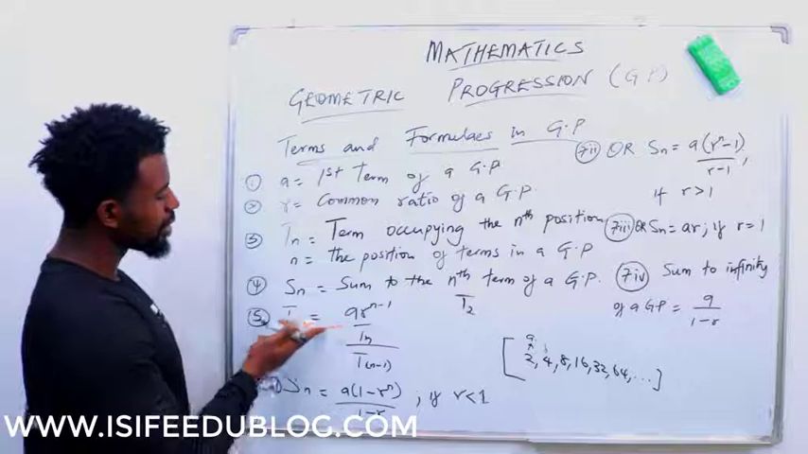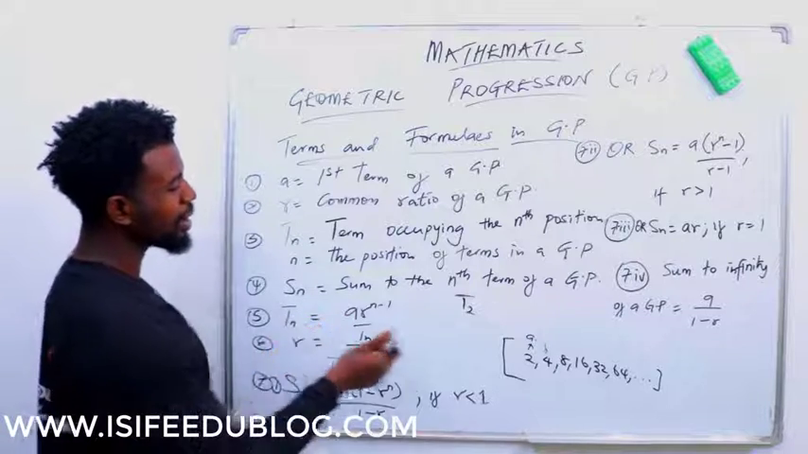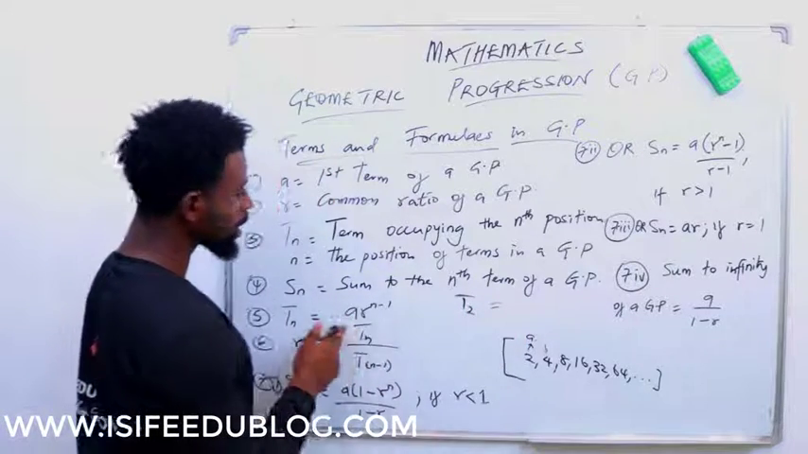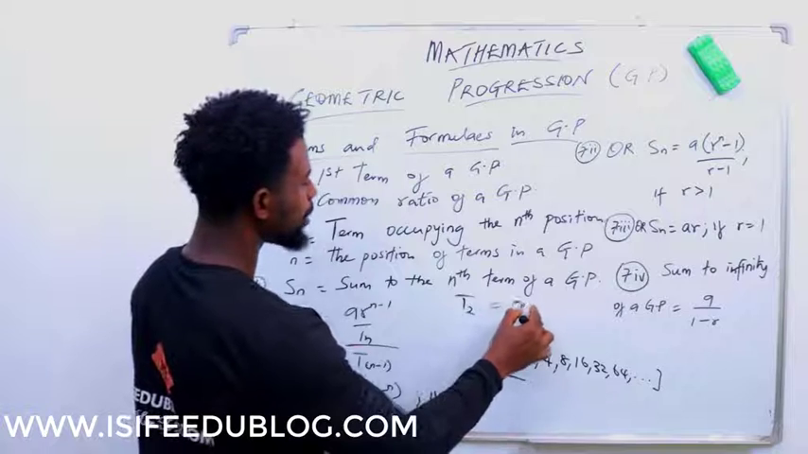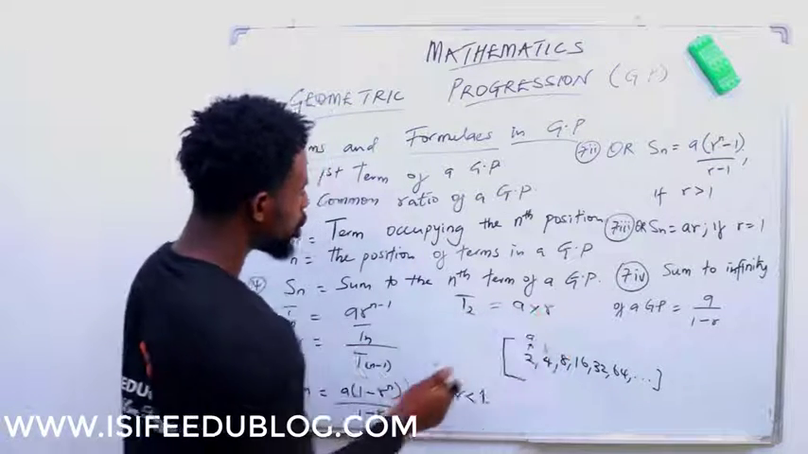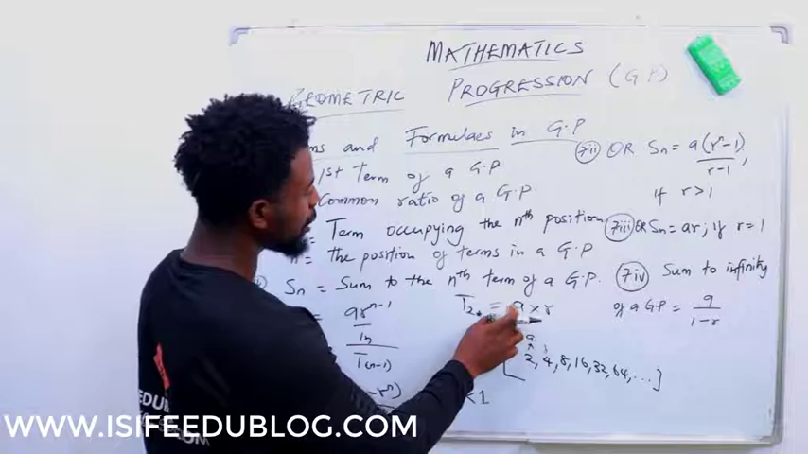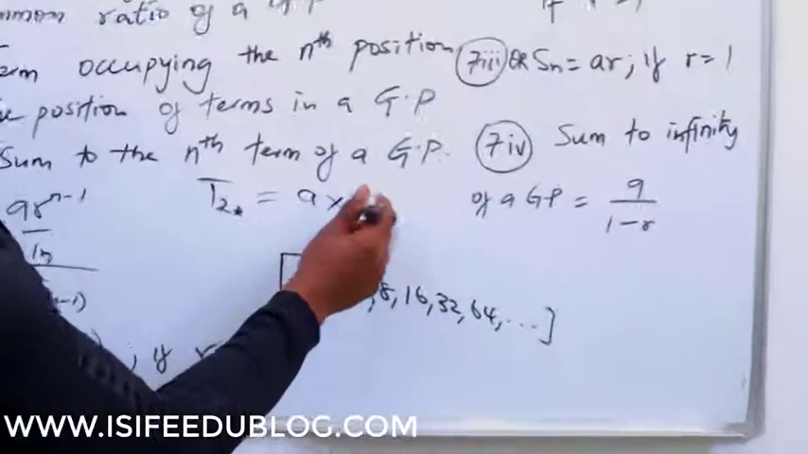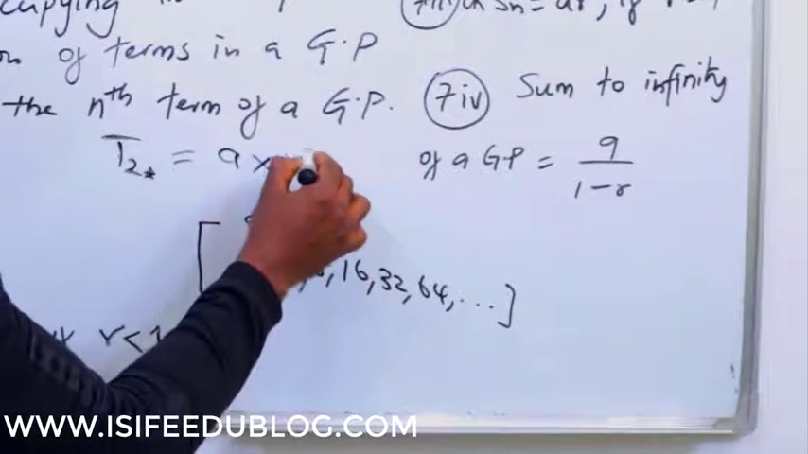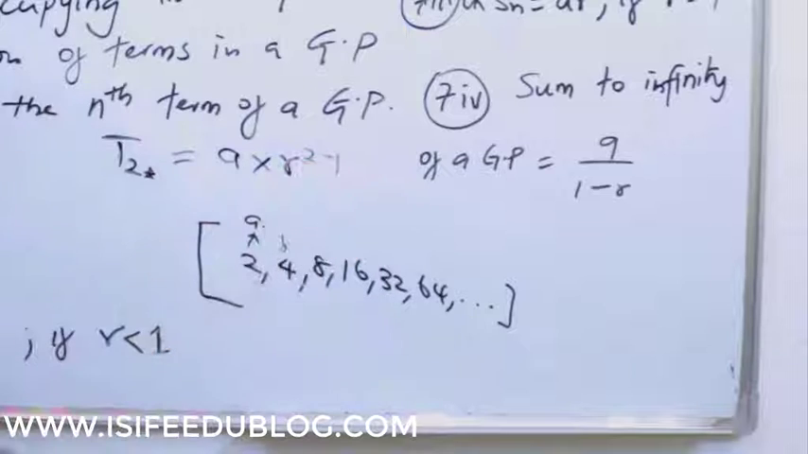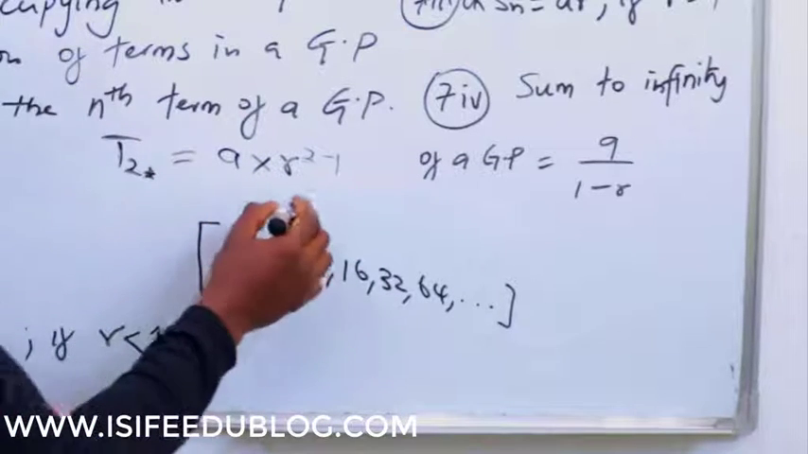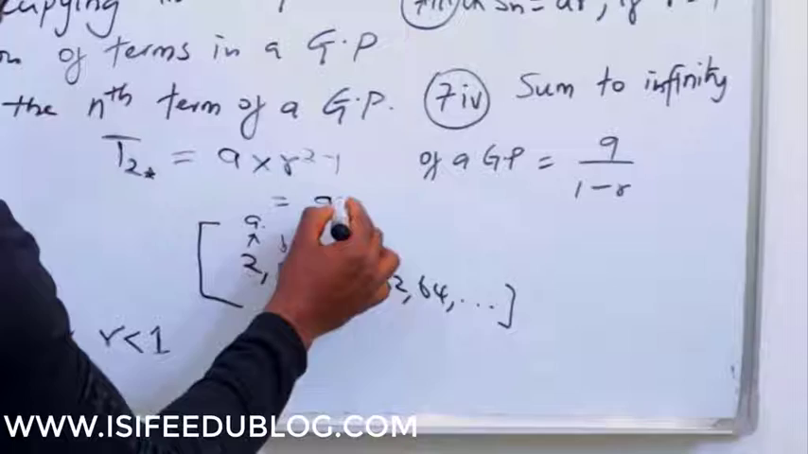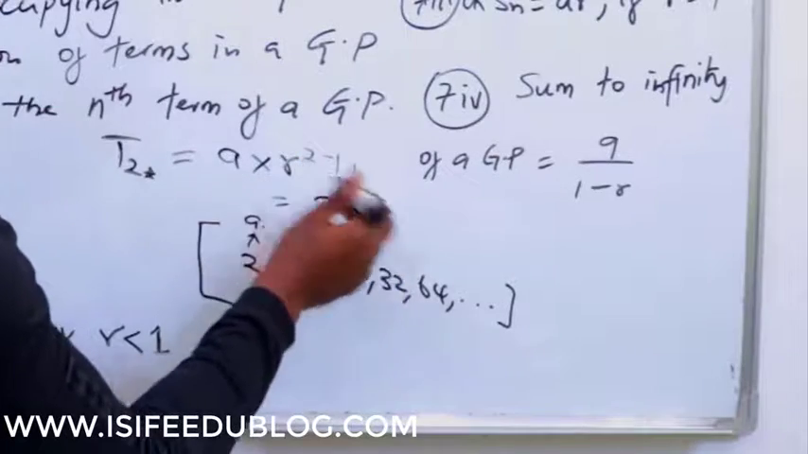Now, this is telling us that the formula to find the term occupying the second position is our first term times our common ratio. In order for us to get T2, it is our first term times the common ratio raised to the power of that position minus 1. So to find T2, it is A times R. Now 2 minus 1 is 1.